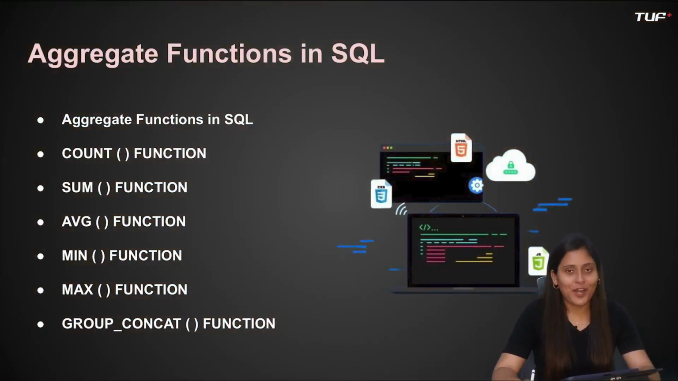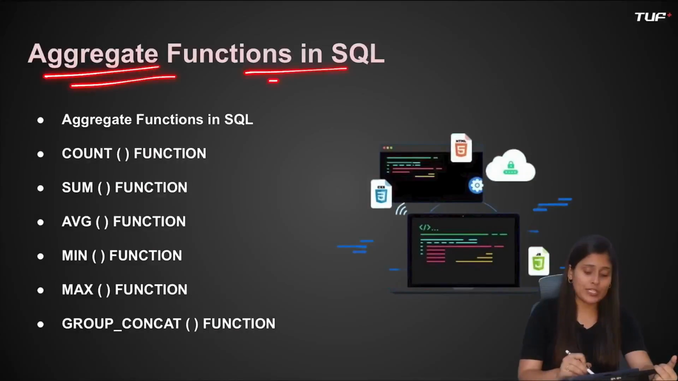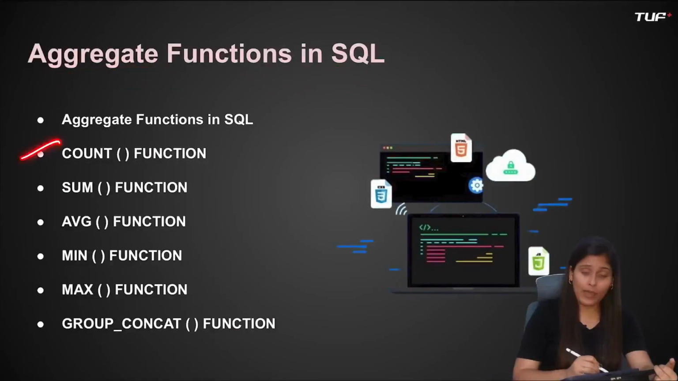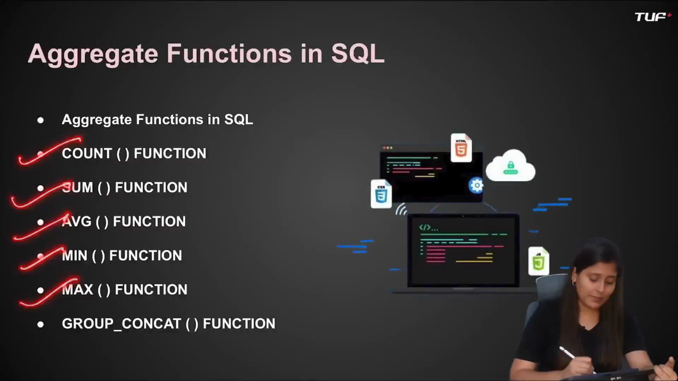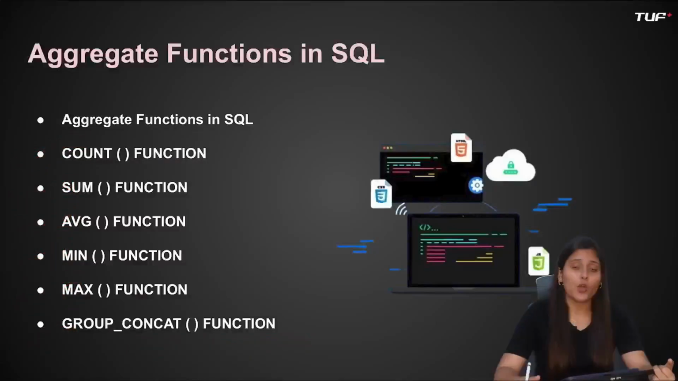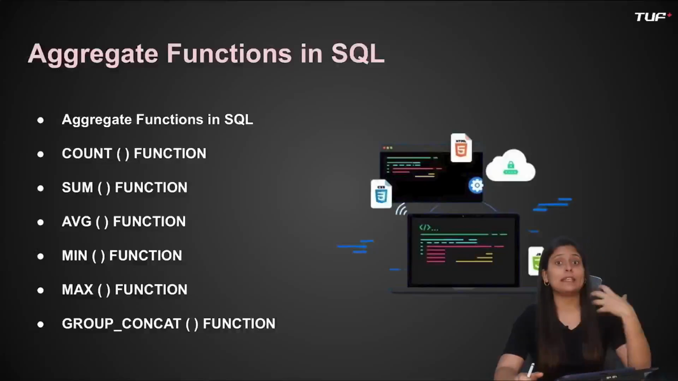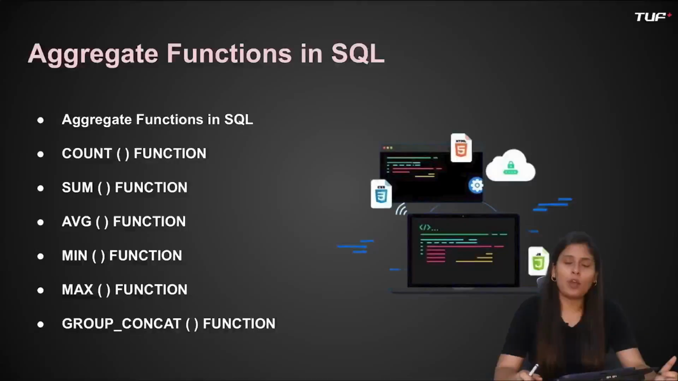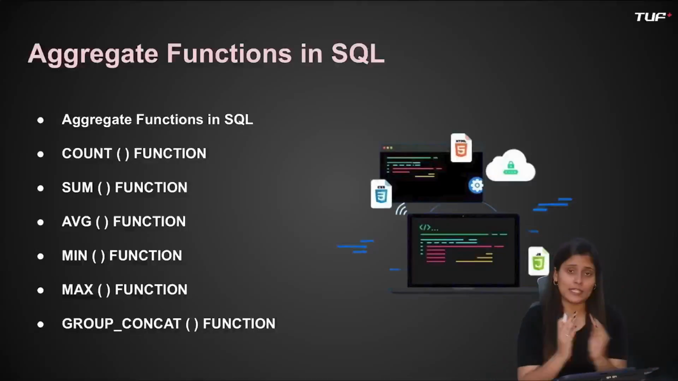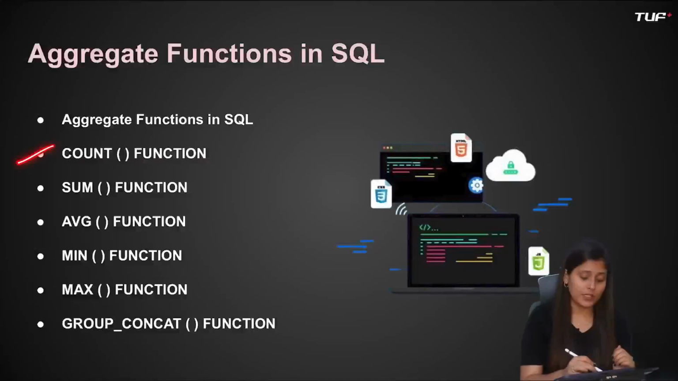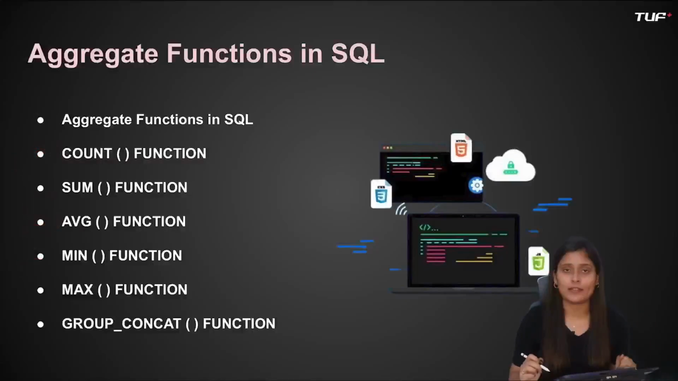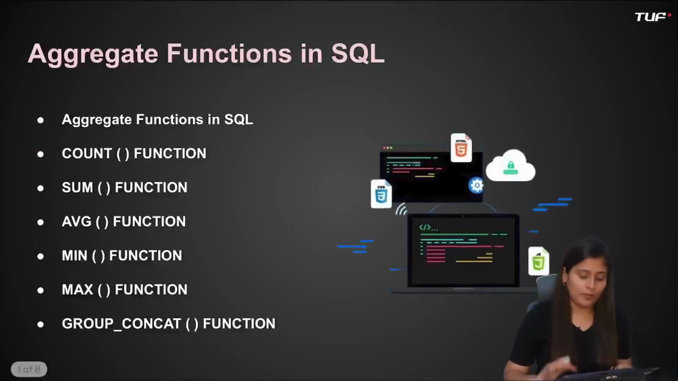Hi all, welcome back to another lecture of DBMS. In this lecture we'll be learning about aggregate functions in SQL and different types of aggregate functions like count, sum, average, minimum, maximum and group concat. So how do we apply these inbuilt aggregate functions in the database to calculate results? Instead of calculating individually, we will just be using these functions and get the results from each column or rows.